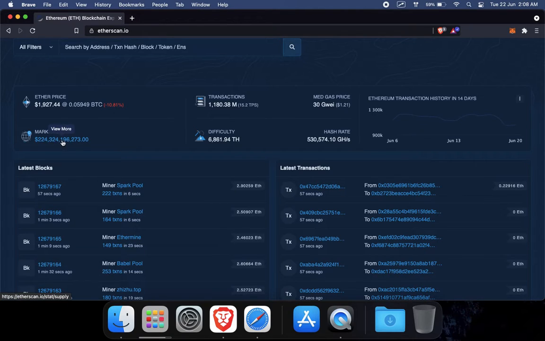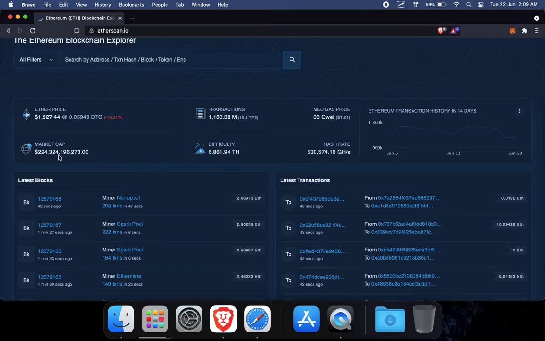Okay, what else can we look at? Market cap. The word cap here stands for capitalization, right? What it means is that if you were to take all the Ethereum available in the market today and multiply it by 1,927, you'd get this number, right? How big is this number? 224 billion. So the whole market cap is 224 billion. The whole value of Ethereum as a whole is 224 billion.